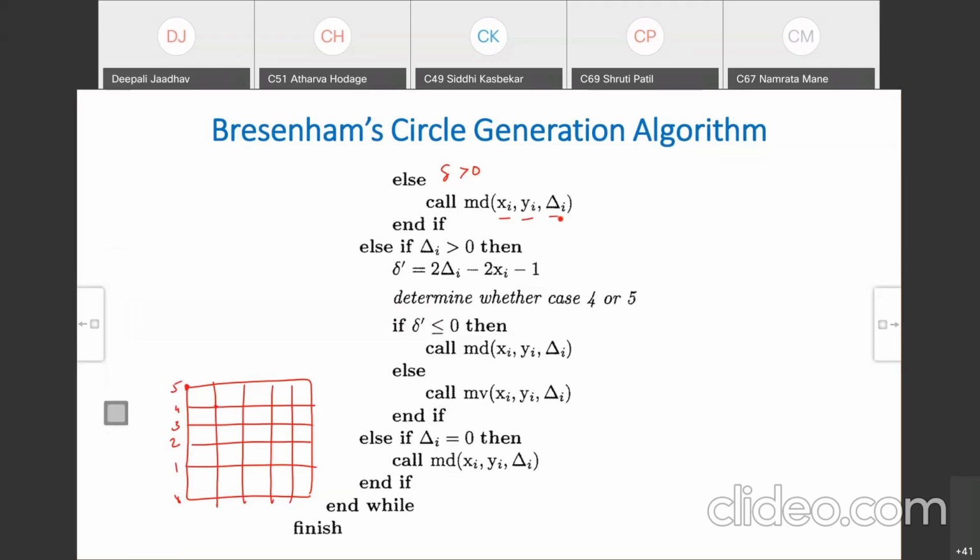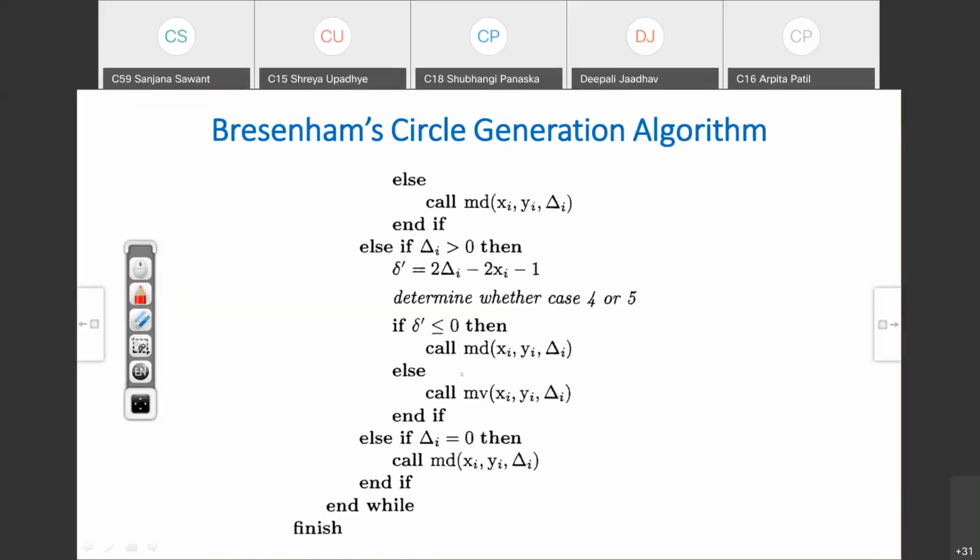Else, the second case is that the uppercase delta, whatever we calculated, is greater than 0. Then choose either MD or MV, this one or this one. So which one to select? For that we calculate delta dash using this equation. If this delta dash is less than or equal to 0, then MD is selected, call MD. If this delta dash is greater than 0, then vertical is selected, MV. And if delta I is exactly 0, then diagonal is selected and end here.